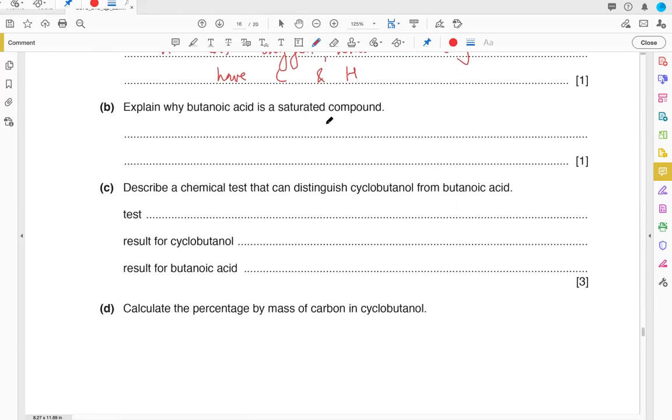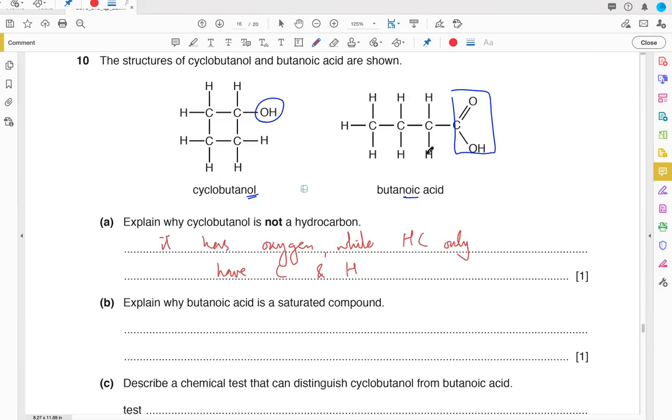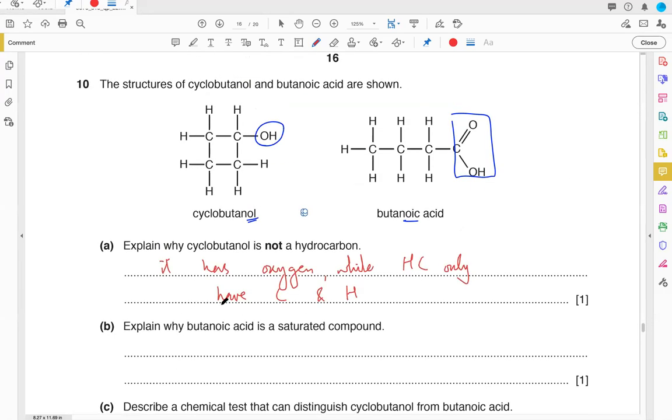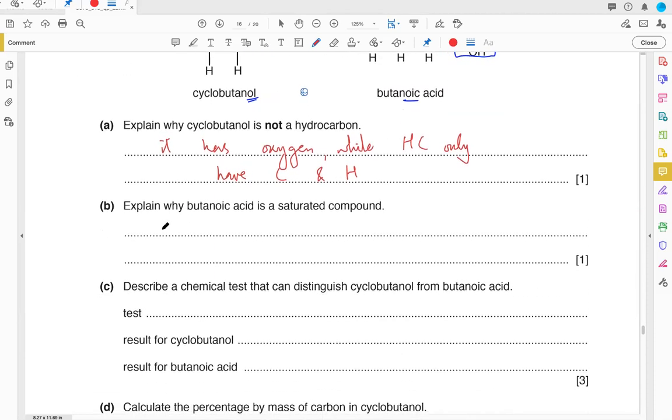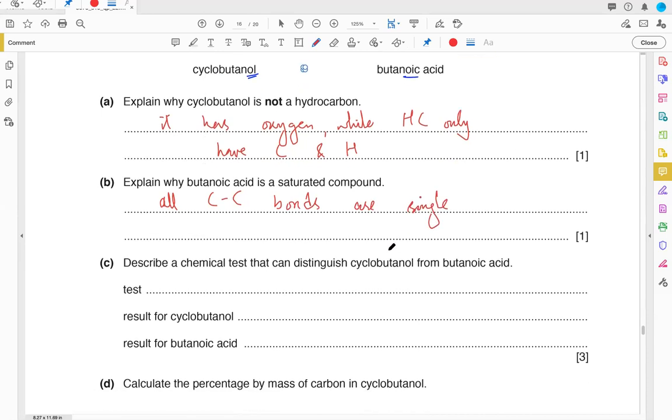Explain why butanoic acid is a saturated compound. It's saturated because there is no double carbon-carbon bond. If you mention it doesn't have any double bond, you'll be wrong because you see this double bond here. So we'll say that all carbon-carbon bonds are single, and that's a saturated compound.